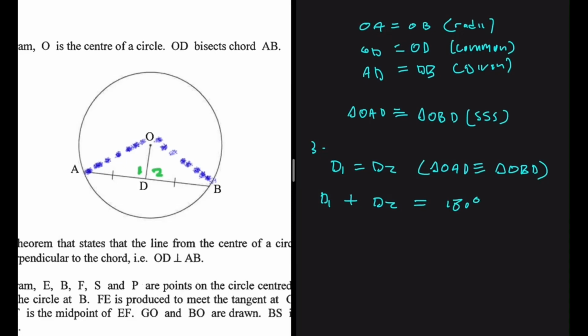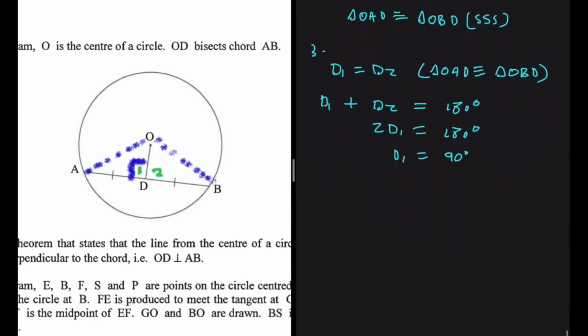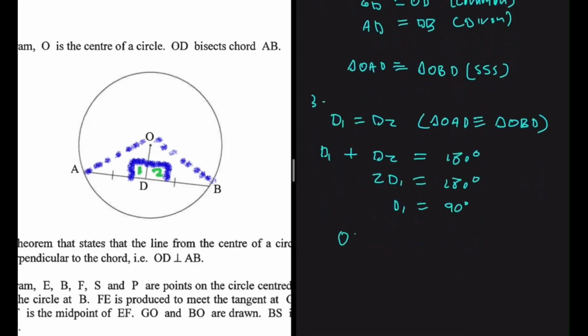But D1 is equal to D2, so we can just say that 2 D1 is equal to 180 degrees. So what are we saying? We're saying that D1 is equal to 90 degrees. So now we have proved that D1 is 90 degrees. We know fully well that consequently D2 is also equal to 90 degrees. Now we can conclude and say that OD and AB are perpendicular to each other because D1 is equal to 90 degrees.